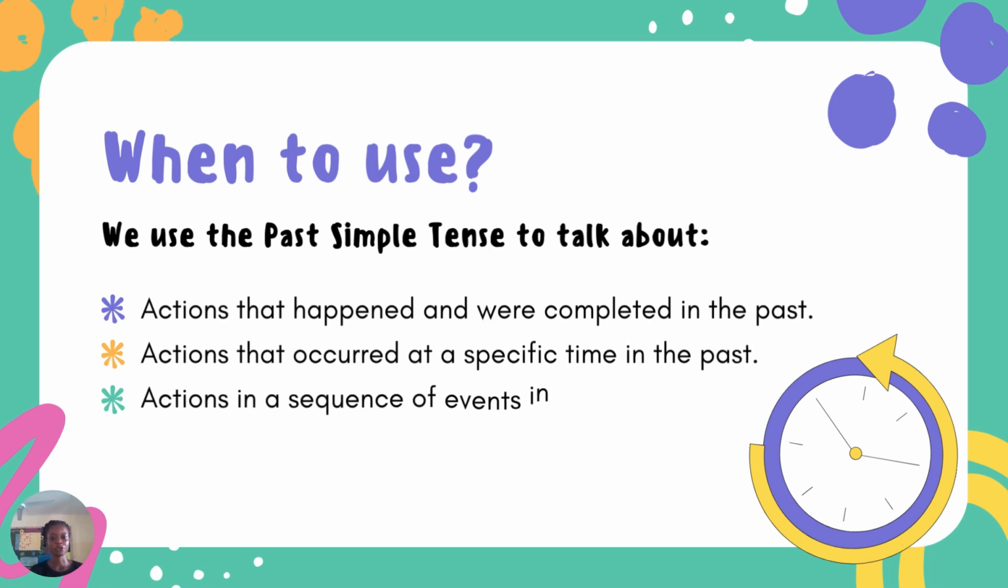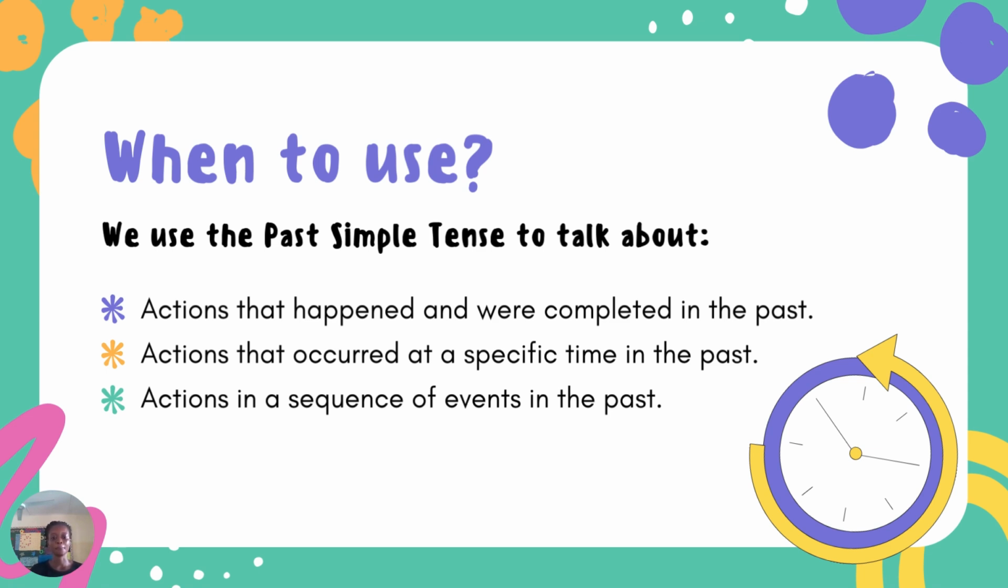Now we use the past simple tense to talk about actions that happened and were completed in the past. Past tense is not used for actions that are currently happening or actions that are about to happen. It is used for actions that have already happened and were completed in the past.